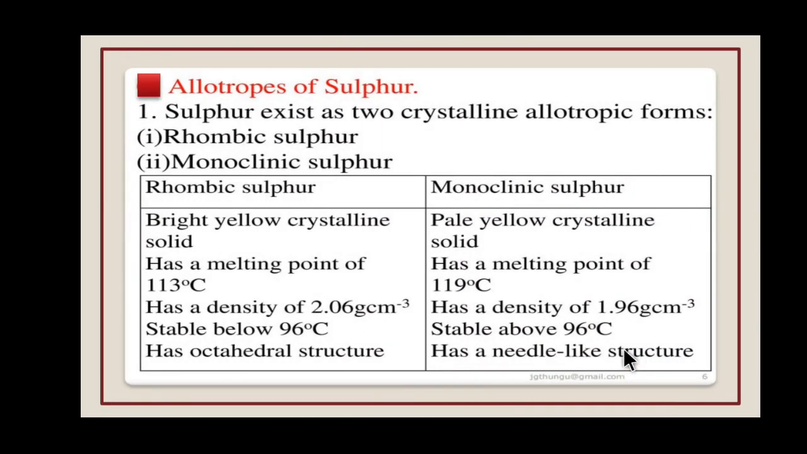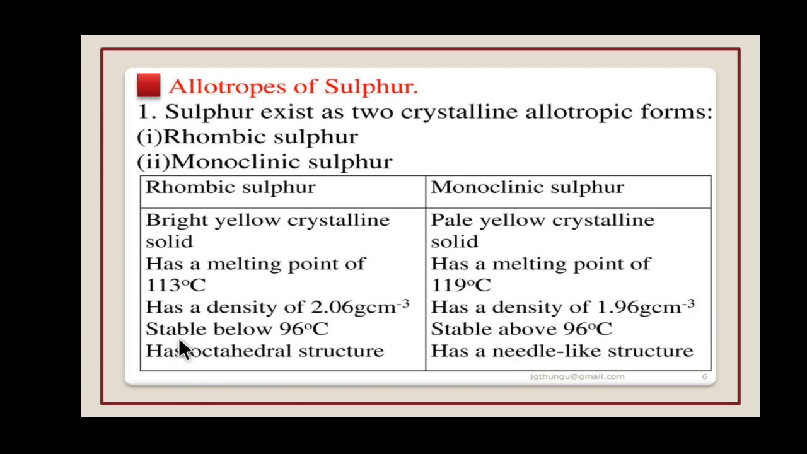Next, we are going to see the difference between rhombic sulfur and monoclinic sulfur. Rhombic sulfur is a bright yellow crystalline solid, and monoclinic sulfur is a pale yellow crystalline solid. Rhombic sulfur has a melting point of 113 degrees Celsius, and monoclinic sulfur has a melting point of 119 degrees Celsius. The density of rhombic sulfur is 2.06 g cm^-3, and monoclinic sulfur has a density of 1.96 g cm^-3.